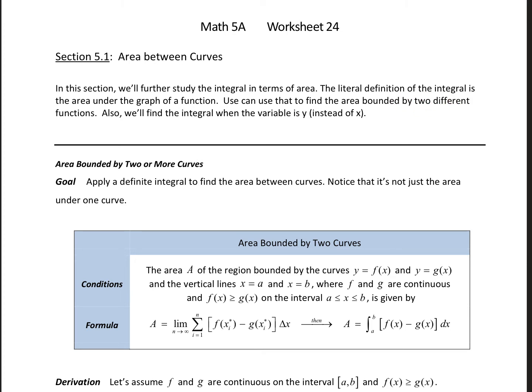So here I'm going to highlight two different functions. We're going to take that idea and ask, what if we have two graphs, and we're trying to find the area in between those two functions, right? So that's what we're going to do. We'll also find the integral where the variable is y instead of x. That's going to change things a little bit just because we're using a different variable. Everything else is going to be the same.